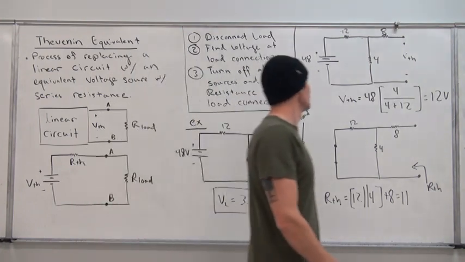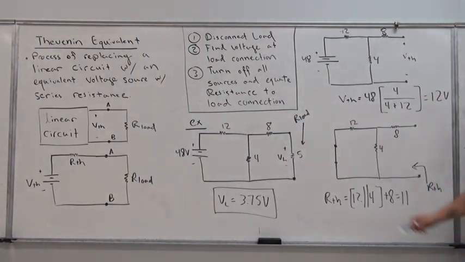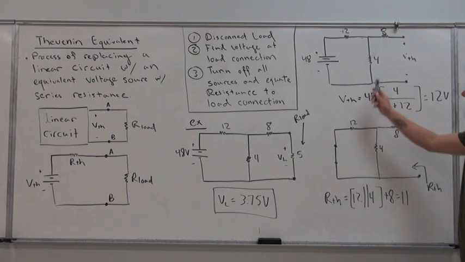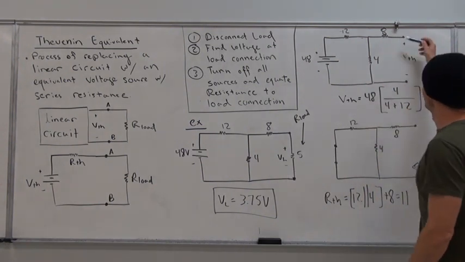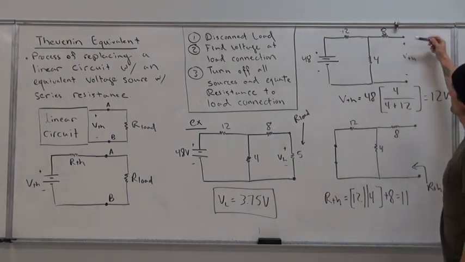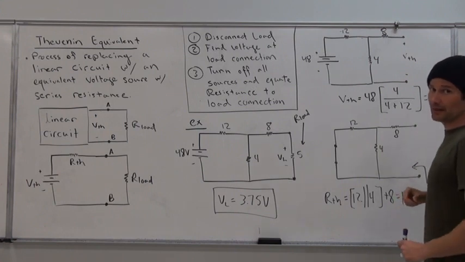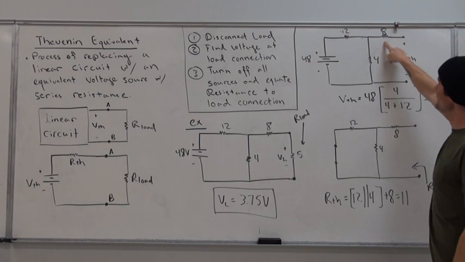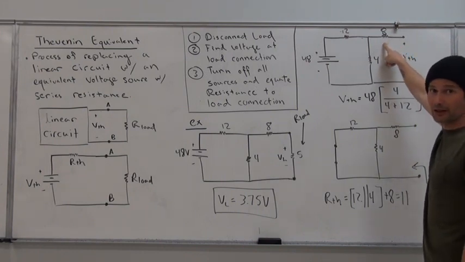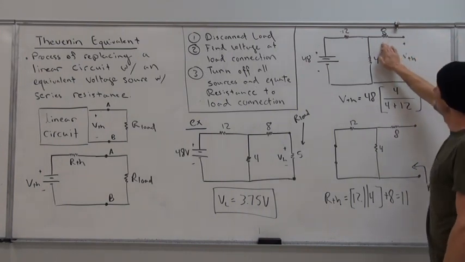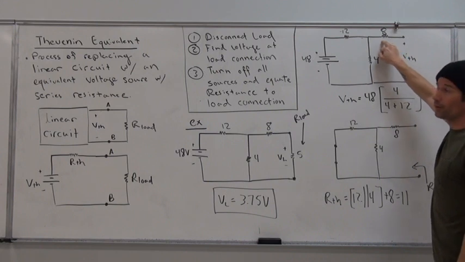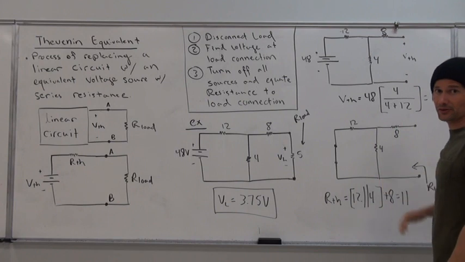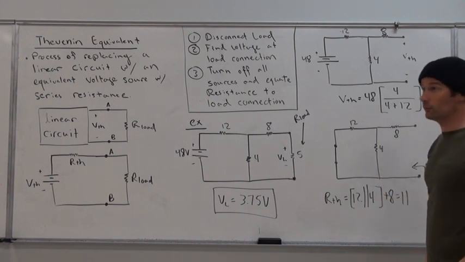So for the first step, we disconnect that load, and for the second step, we want to find the voltage that exists between these 2 points. Once we've disconnected that load, with this circuit specifically, we have an 8 ohm resistor up here. Because that load is disconnected, no current can flow through that 8 ohm resistor. So by that notion, that 8 ohm resistor essentially doesn't even exist anymore.